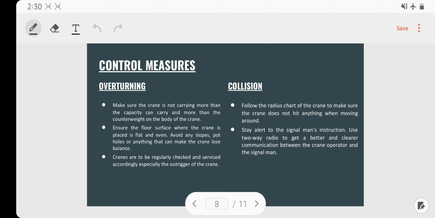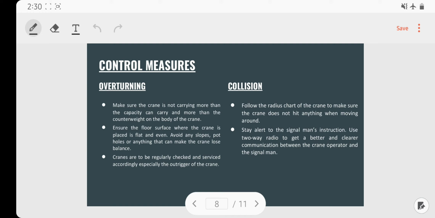And then you have to ensure that the floor surface where the crane is placed is flat and even, and avoid parking the crane on any slopes or potholes or anything that can make the crane lose balance. Cranes are also to be regularly checked and serviced accordingly, especially the outrigger of the crane. The outrigger is very important because it helps the crane to balance and support when the crane is lifting materials.